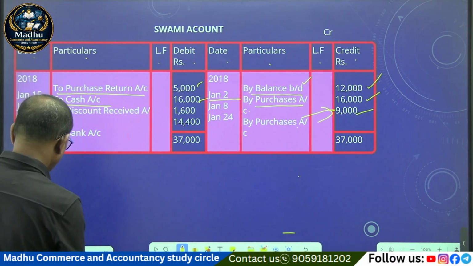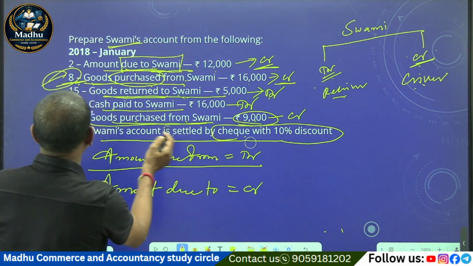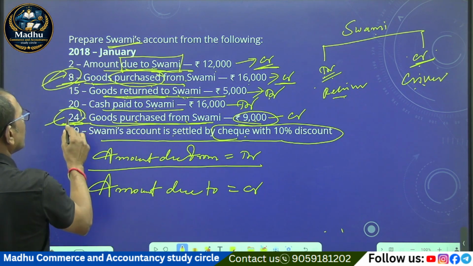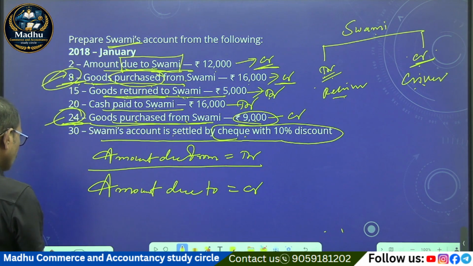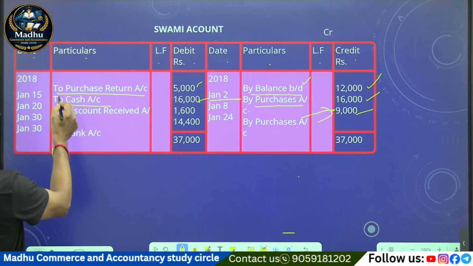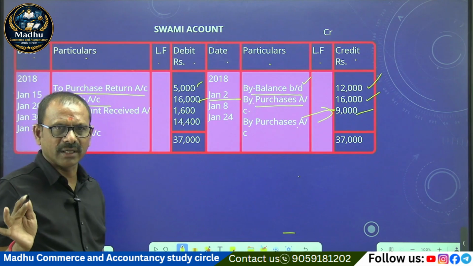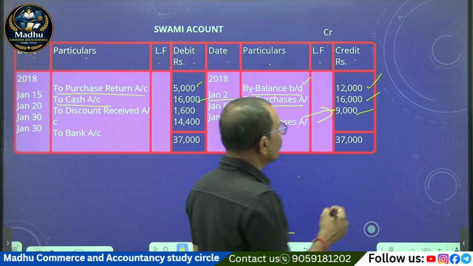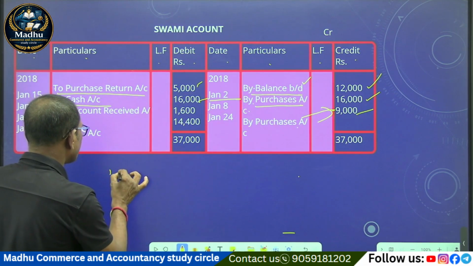So here next one: Swami account settled with check. Here how many transactions are there? Second 8, 15, 20, 24. 1, 2, 3, 4, 5 transactions are there. You see, 5 transactions are recorded here. And again we have to settle. Settle means you have to do the same working notes like that only. Previously we did. So here, debit side you see.